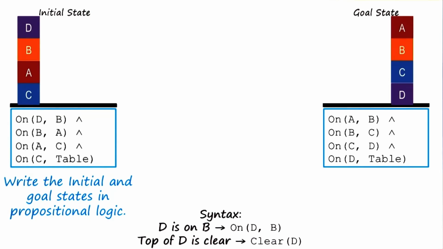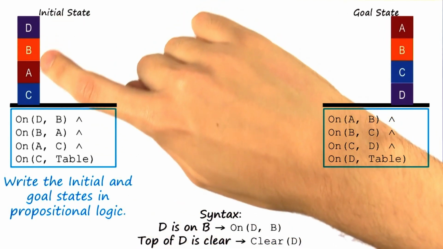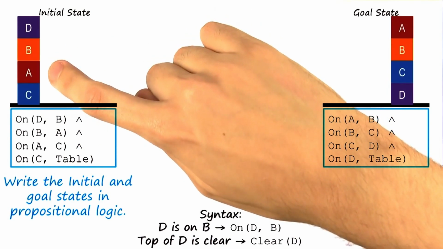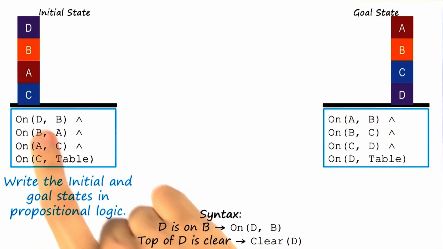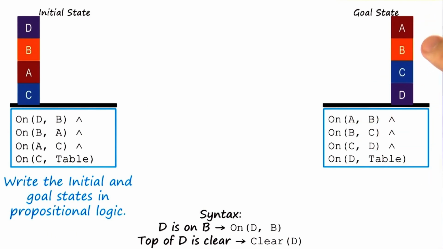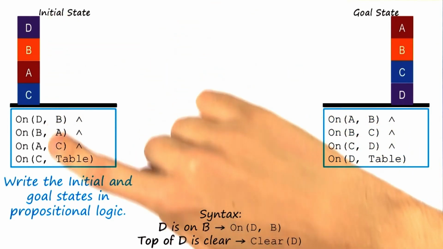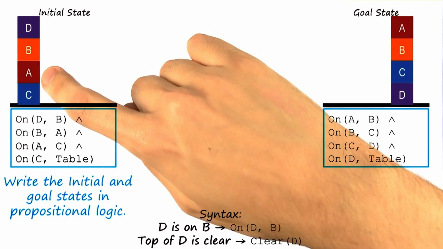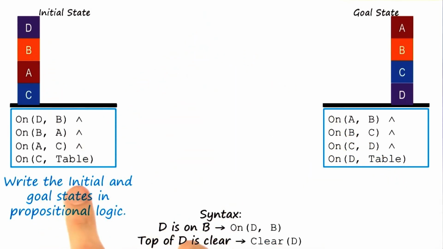What did you get, David? So our initial state is that each block is on top of the other. D is on B, B is on A, A is on C, and C is on the table. Our goal state is each block on top of the other in a different order, in alphabetical order. So our initial state is that the blocks are all stacked up. D is on B is on A is on C is on the table. And our goal state is that the blocks are stacked up in alphabetical order. So A is on B is on C is on D, and D is on the table.